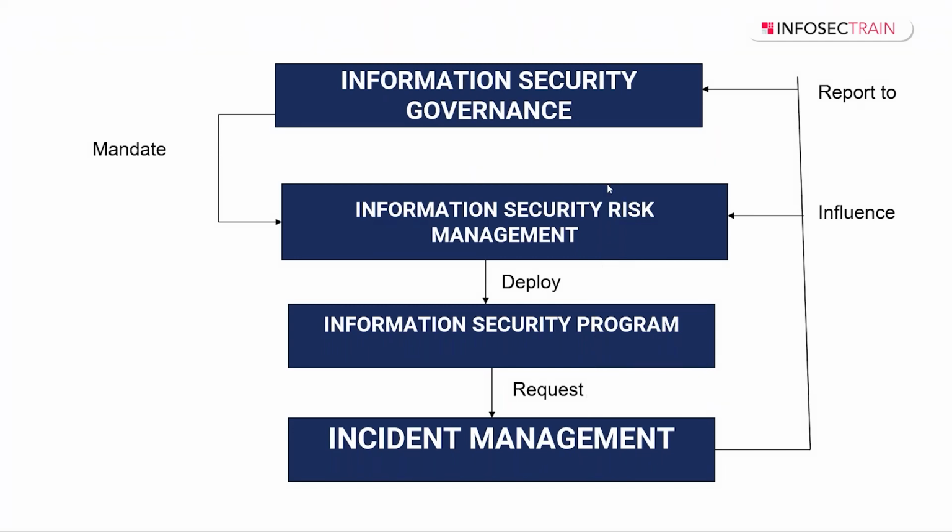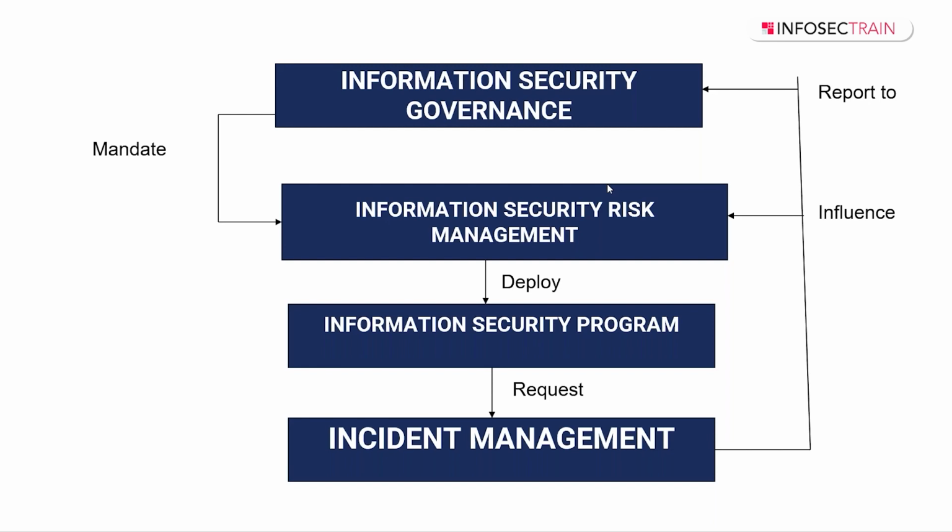So information security governance is all about building a strategy, building a policy. Then based on that, we do risk management, because it is not possible for us to protect everything at the same time. So we introduce a risk management program by which we prioritize things. Then we create an information security program. The program basically includes everything.